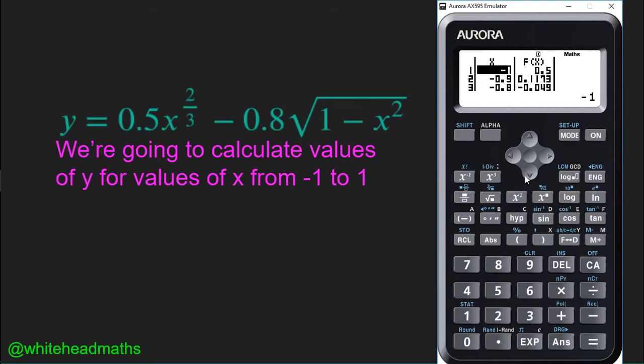Fantastic. So we can just use our up and down arrows to scroll through this list of the 20 odd values that my calculator's already calculated for me. So all I need to do now is go away, get my squared paper, and let's get this plotted.